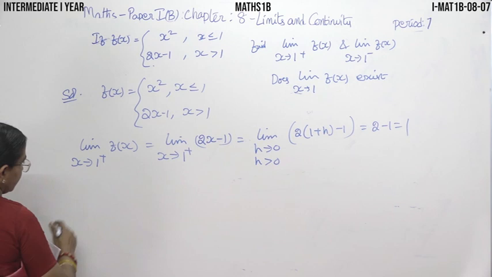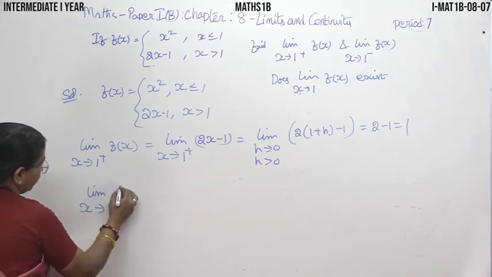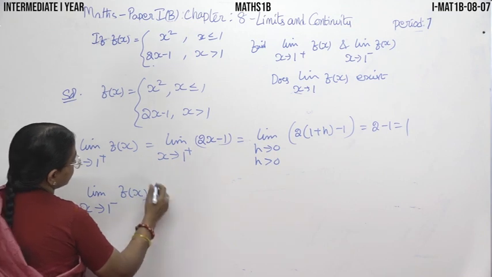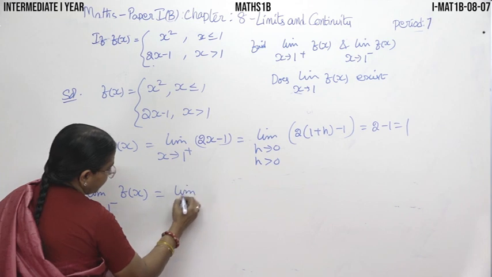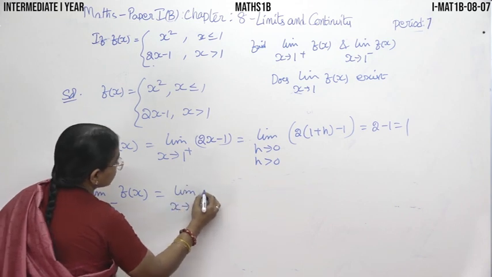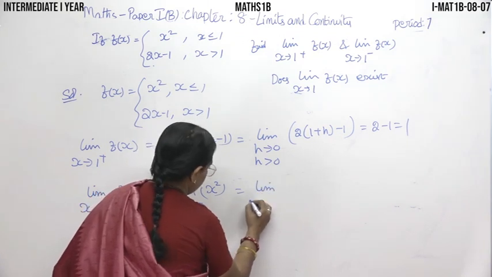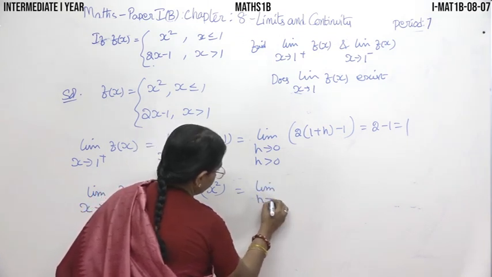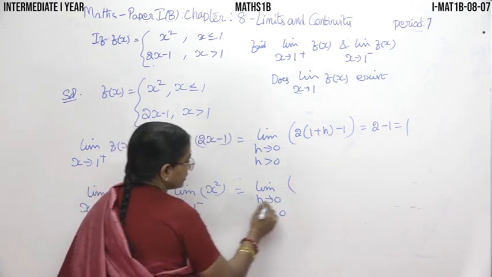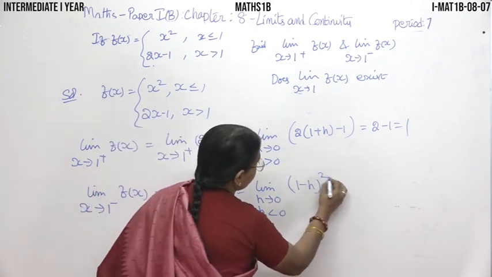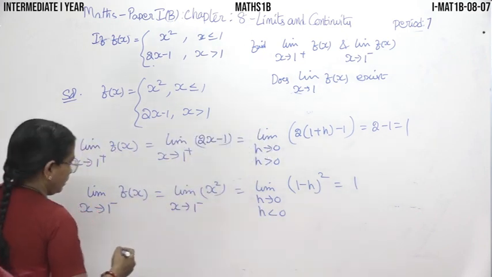Now we'll find the left limit. 1 minus. When it is less than 1, what is the function? X square. So I should write limit x tending to 1 minus of x square. So that is limit h tending to 0, h is less than 0, of 1 minus h whole square. That is also 1. So, they are equal.